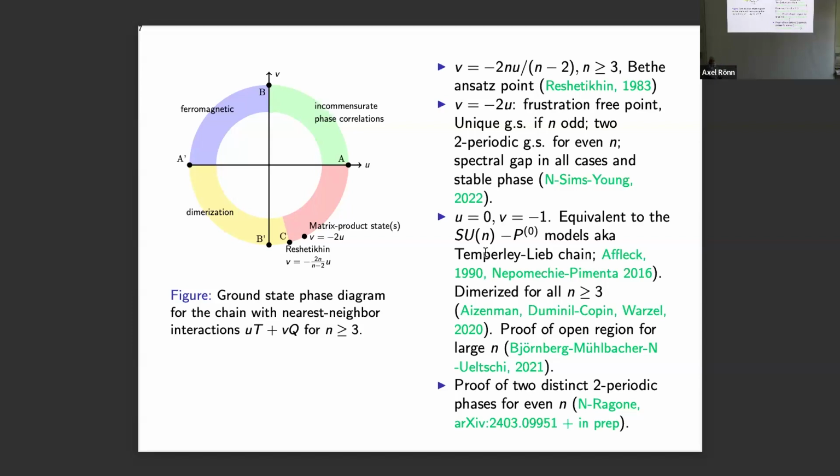You cannot connect to a product state without closing the gap if you preserve a little bit of symmetry, translation invariance, and a little bit of rotation symmetry or some discrete symmetry. Now, what happens for larger values of n depends on the parity. For odd n, you find exactly the same type of behavior, n equal 5, 7, and so on. You have a unique gapped ground state that is in the Haldane phase. It's a non-trivial SPT phase.